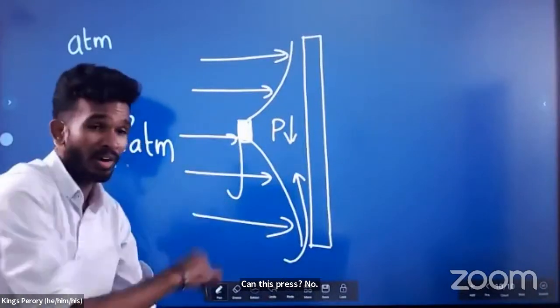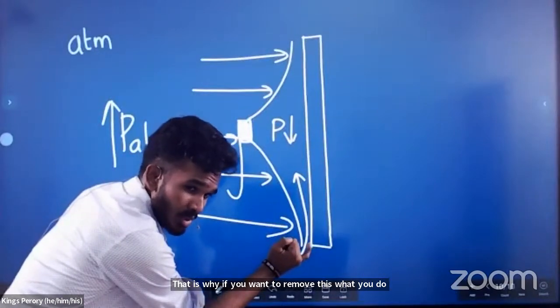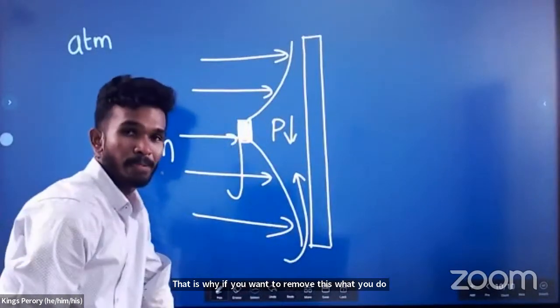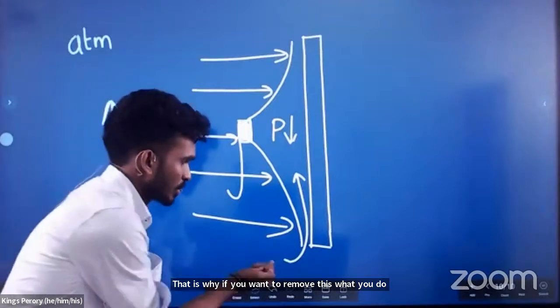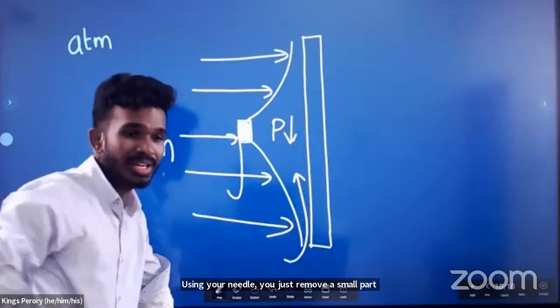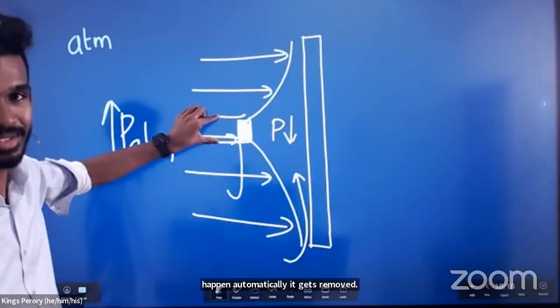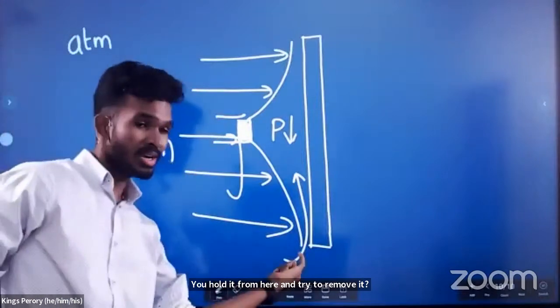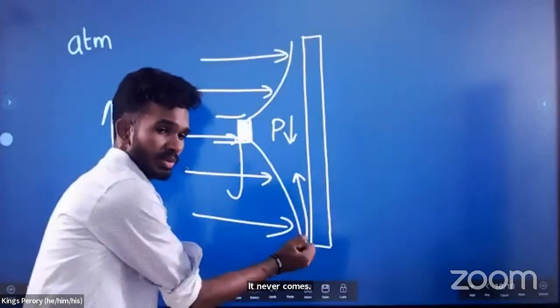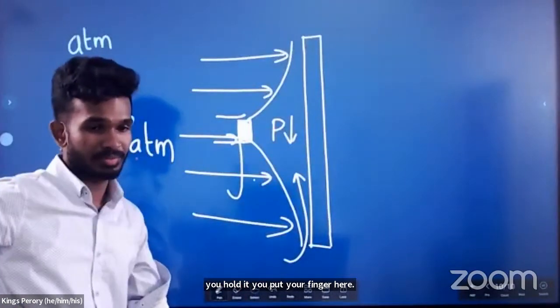That is why, if you want to remove this, what do you do? Using your nail, you just lift a small part. What will happen? Automatically it gets removed. If you just hold it and pull, it never comes. But if you lift a little bit with the nail, air goes inside and it comes out.